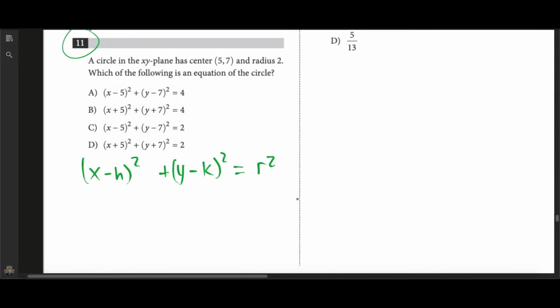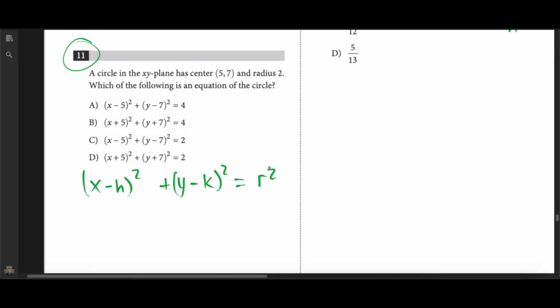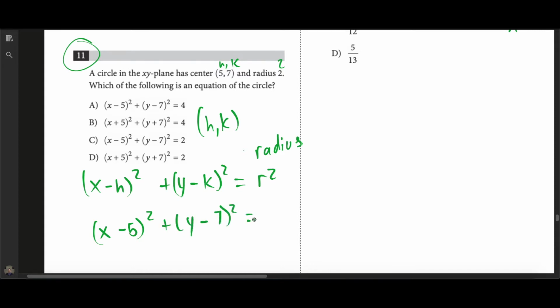Let's see, where was I? Okay, so just so you guys know, this is the equation of a circle. X minus h squared plus y minus k squared is equal to r squared. R is referring to the radius, and h comma k is referring to the center. So we have h and k there, and radius 2. So if we plug everything in, we get x minus 5 squared plus y minus 7 squared is equal to 2 squared, which is 4. So we look and see where we have that answer choice. X minus 5 squared plus y minus 7 squared is equal to 4. The answer would be A.